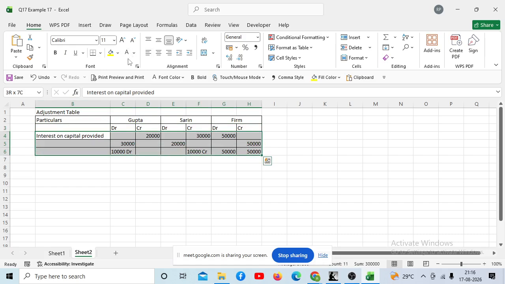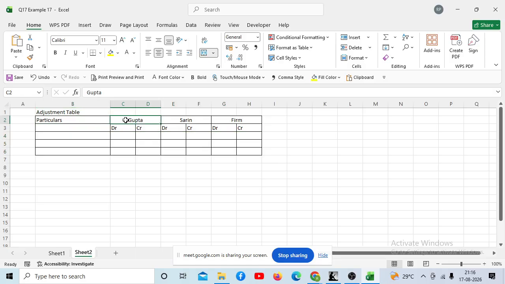Okay, so how will we prepare the adjustment table? See, in the adjustment table, the first column is particulars, then Gupta is one partner. For Gupta, the debit side and the credit side. Sareen is the second partner. So for Sareen, debit and credit. And for the firm, which is nothing but the profit and loss appropriation account, debit and credit. Okay, so please draw these columns. This is called the adjustment table. This table will help us in preparing the adjustment entry, or in passing the adjustment entry.